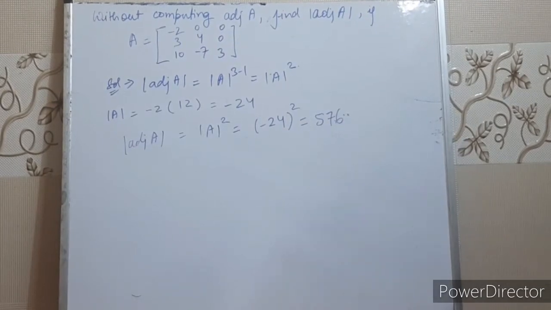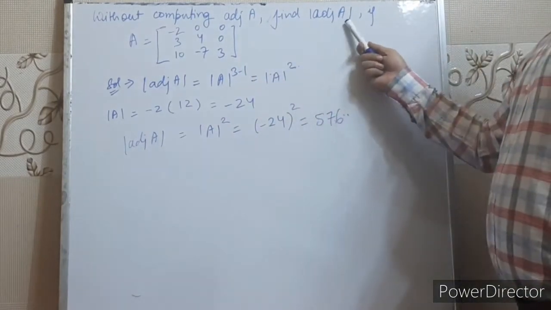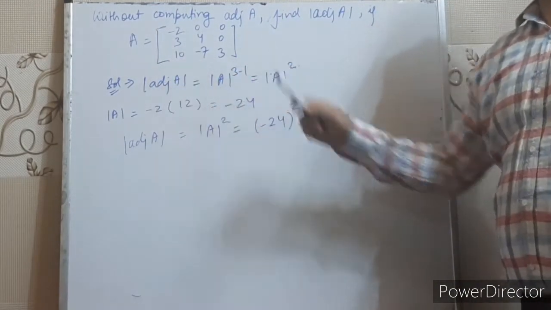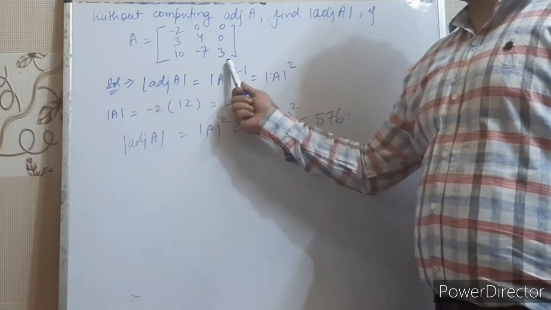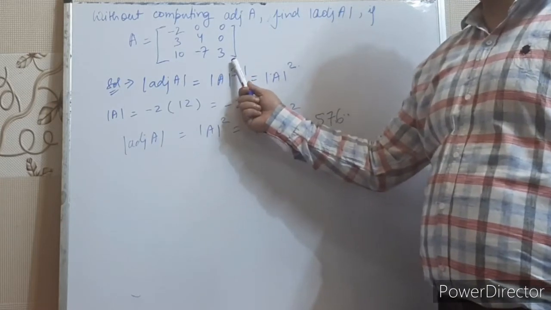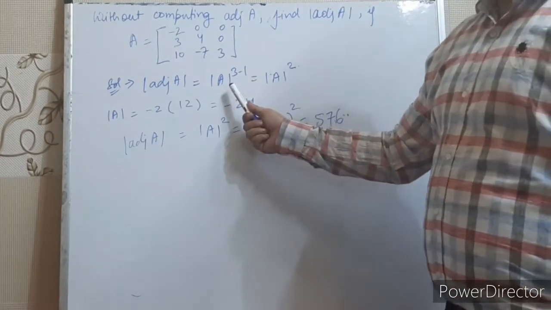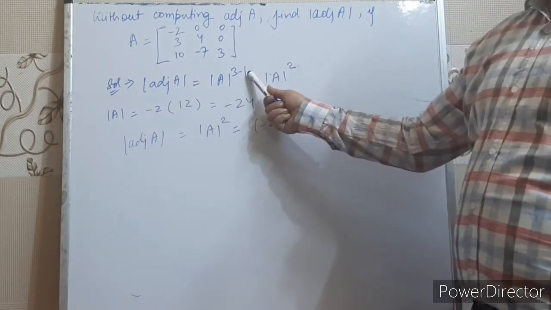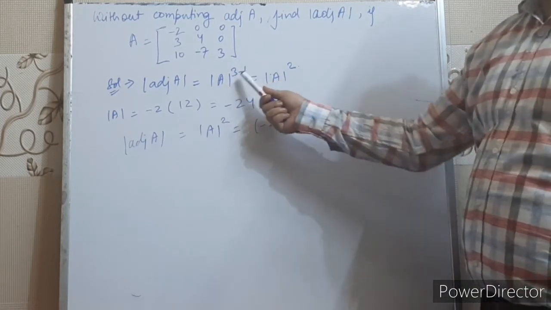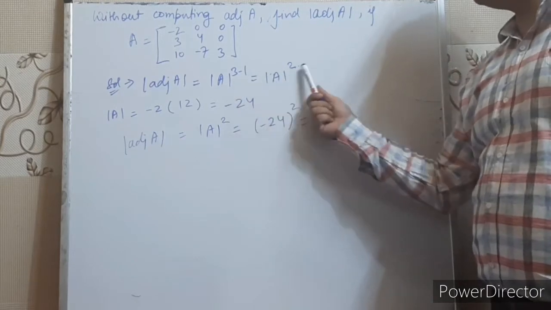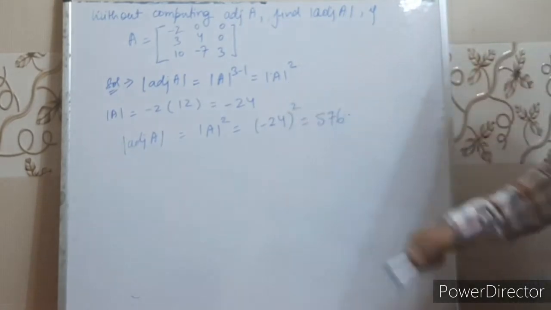See another sum, children. It says that without computing adjoint A, find the determinant of adjoint A if a matrix A is given as this. Now we know, children, that we have studied this theorem. This is a 3 by 3 order matrix, a square matrix of order 3. That means determinant of adjoint A is determinant of A to the power 3 minus 1. For an n order matrix it was n minus 1. Here we have a third order matrix, so it will be 3 minus 1, which is 2. So determinant of adjoint A will be determinant of A squared.